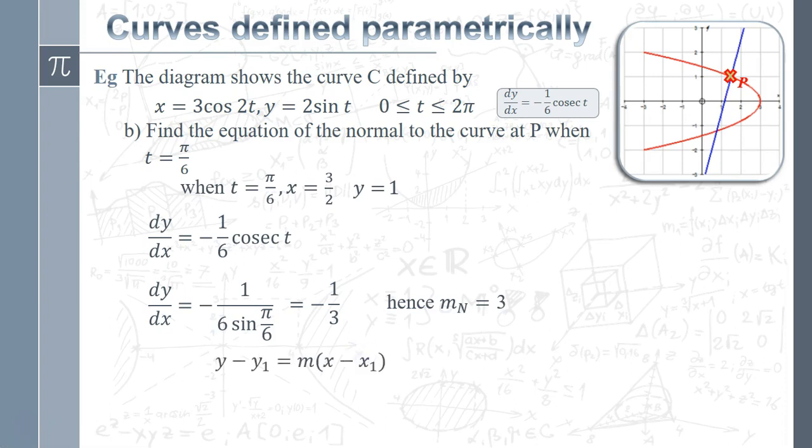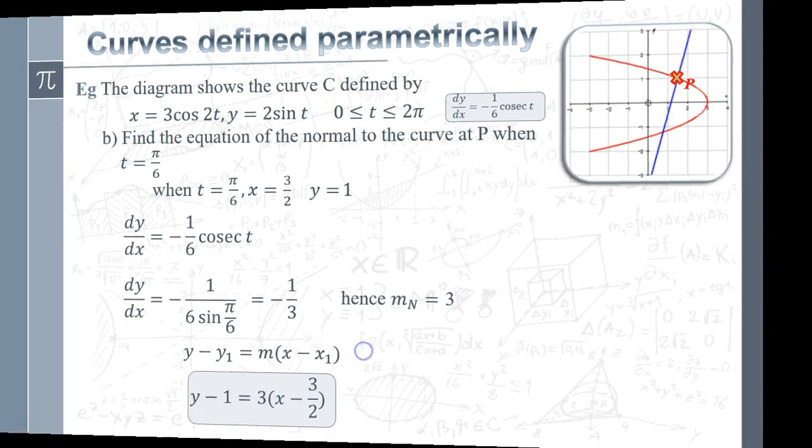And there we go, y minus y1 equals m, x minus x1. Put in all the values, and there we go. And again, it doesn't tell us what format we need, so I'm just going to leave it like that. I don't need to do anything more with it. Okay, on we go to part C.